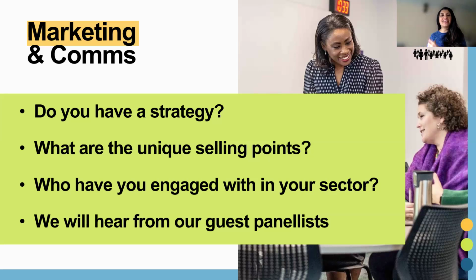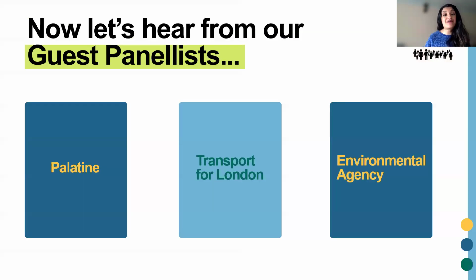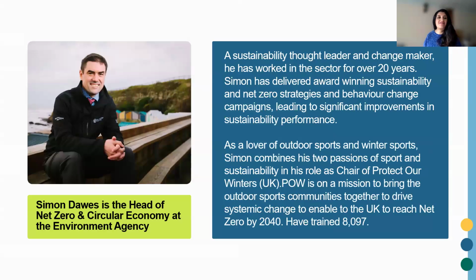So I will do a quick intro and give you a visual of who is going to be talking and from what organisations before we move on to our first panelist. So we've got Palatine, we've got Transport for London, and we've got the Environmental Agency. We will have Simon Dawes, who is the head of Net Zero and Circular Economy at the Environmental Agency, speaking first. They've trained, wait for it, a whopping over 8,000 people. That's insane. I know you're sitting there thinking, how is this possible? Can't wait to hear from Simon.